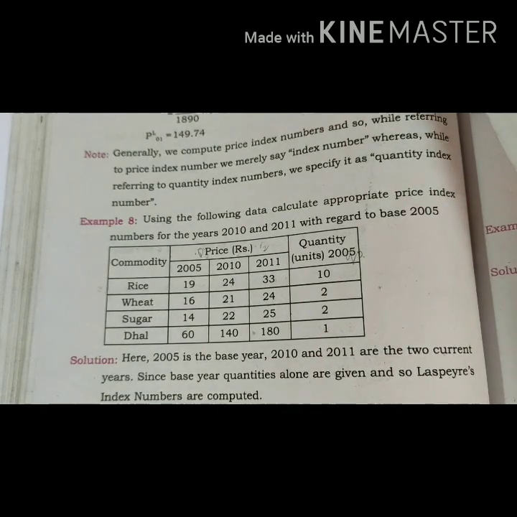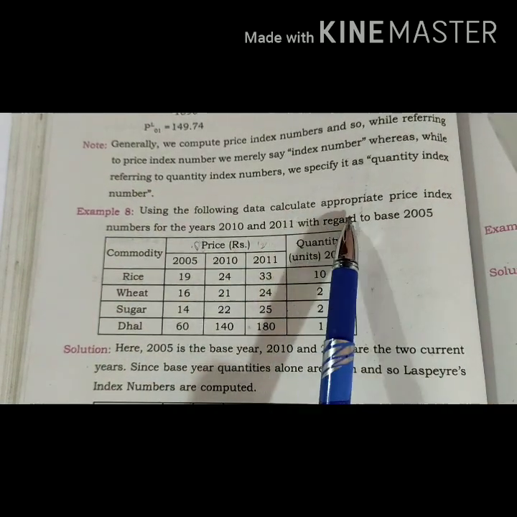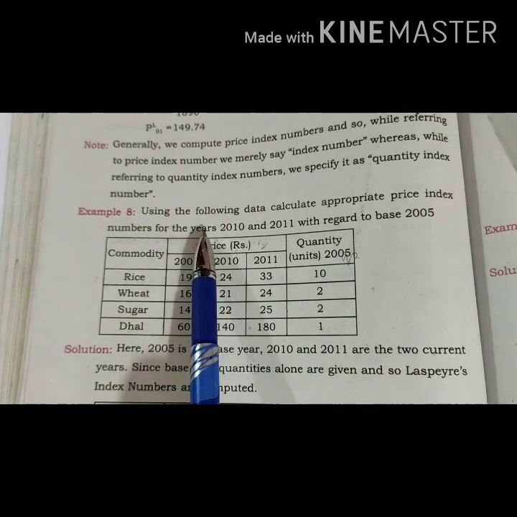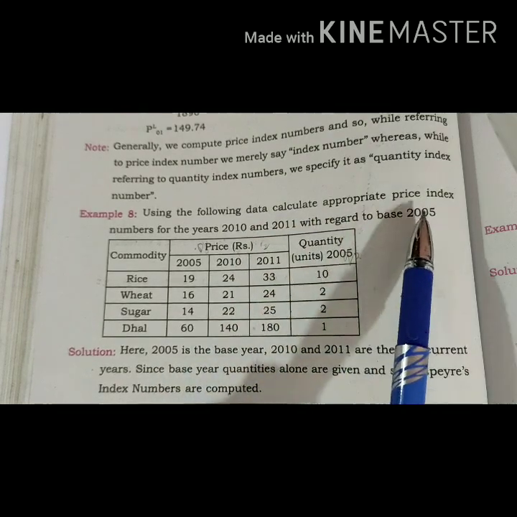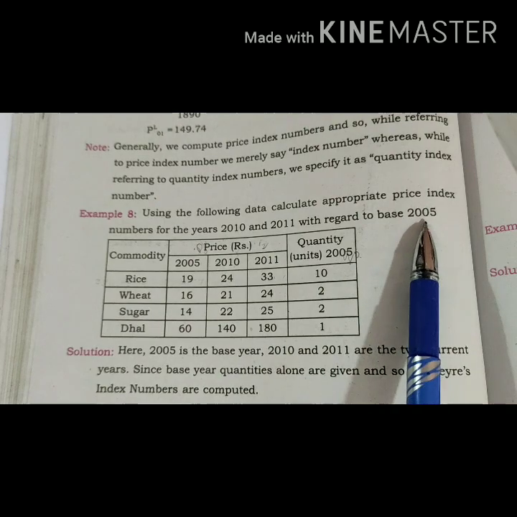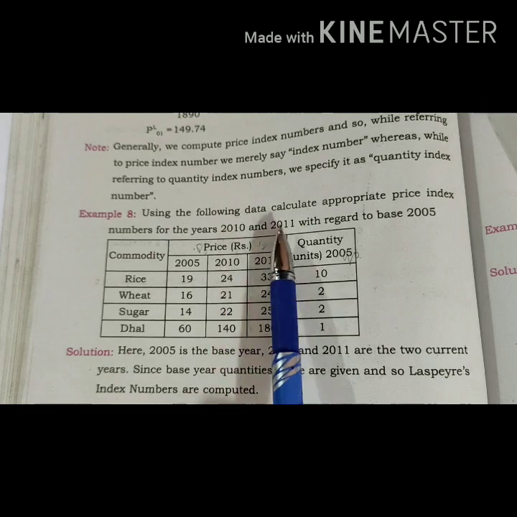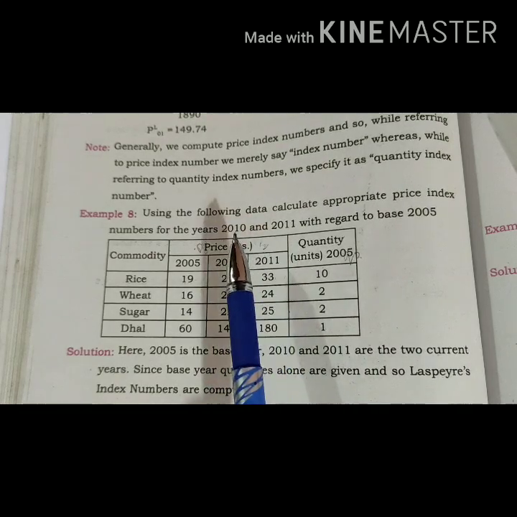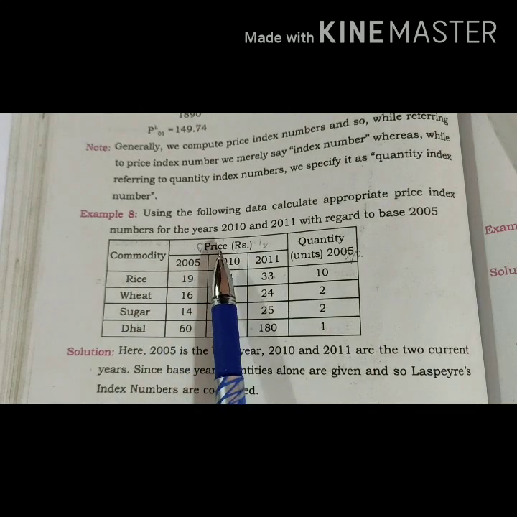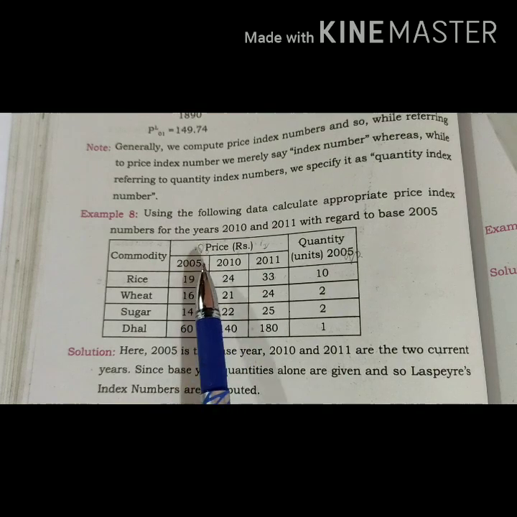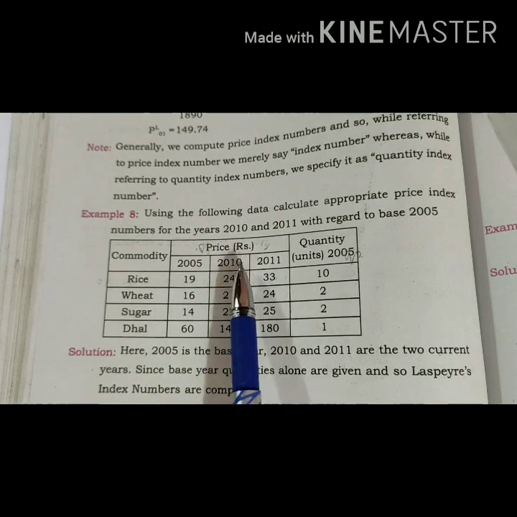Next, moving on to example 8. Using the following data, calculate approximate price index numbers for the following years 2010 and 2011 with regard to the base year 2005. The base year is 2005. We need to calculate the price index for 2010 and 2011. Let us see what data are given. They have given the commodity, that is rice, wheat, sugar and dal. Price is given for 2005, 2010 and 2011, so they have given P0, P1 and P2.